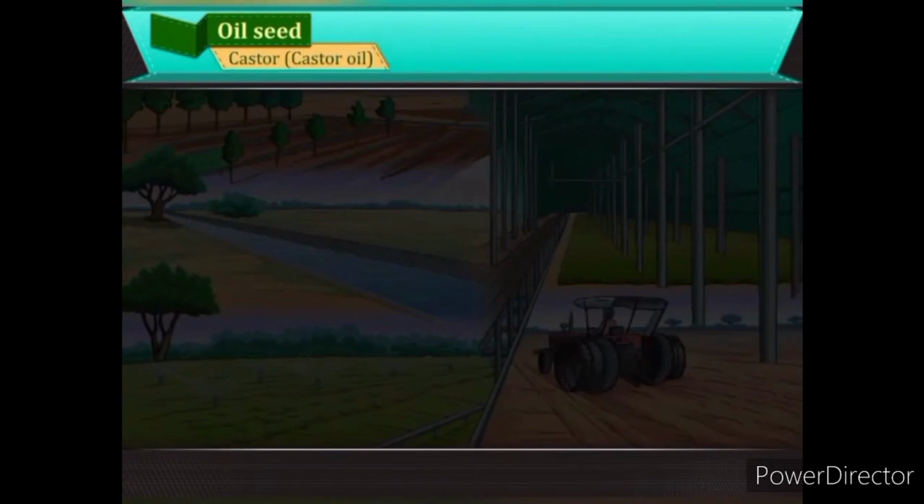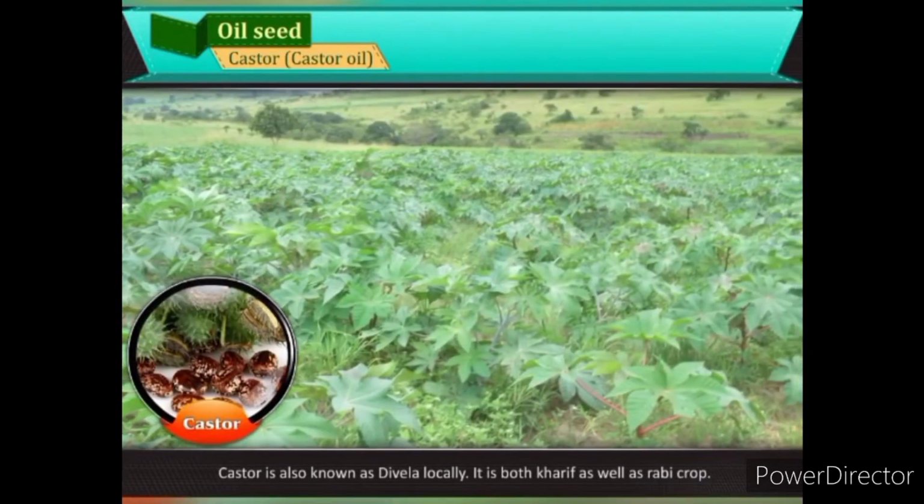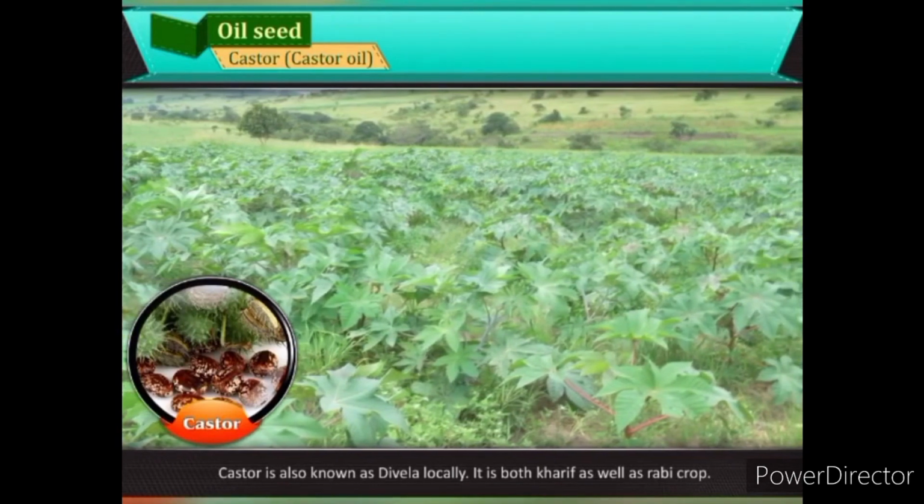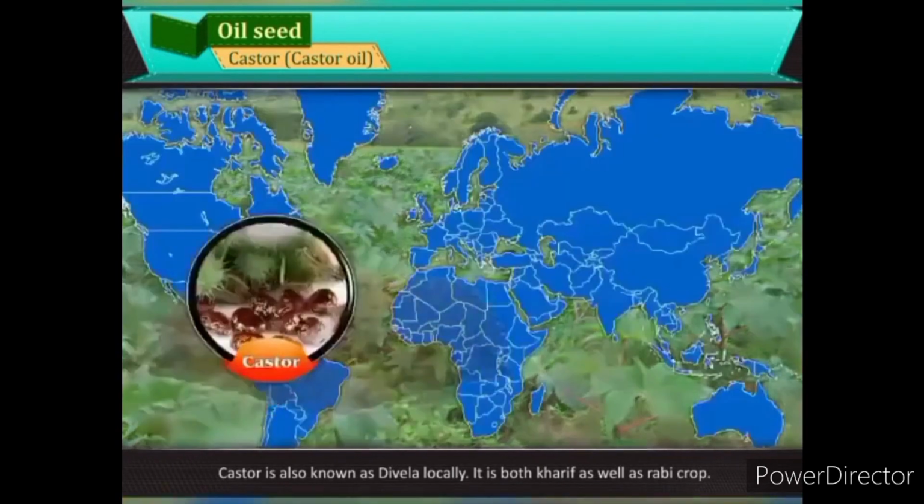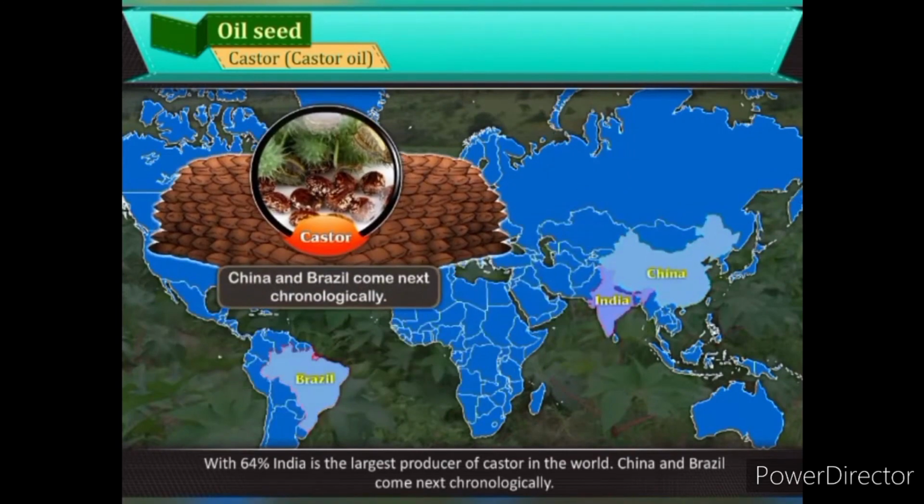Castor. Castor is also known as divela locally. It is both a kharif as well as a rabi crop. With 64%, India is the largest producer of castor in the world. China and Brazil come next, respectively.